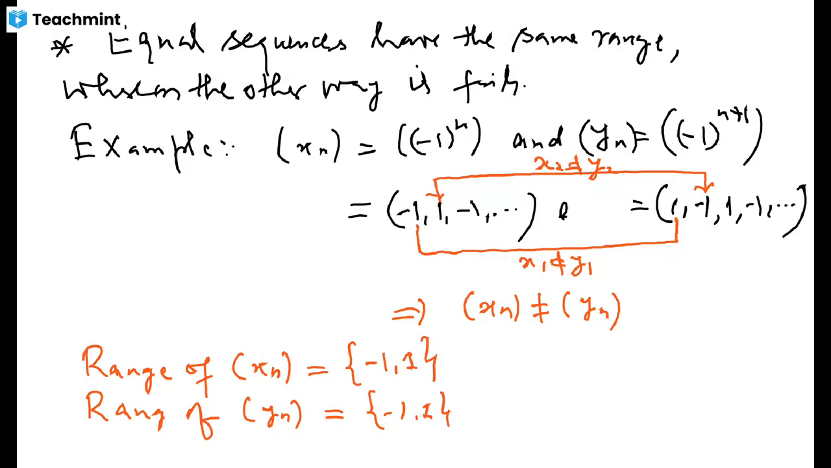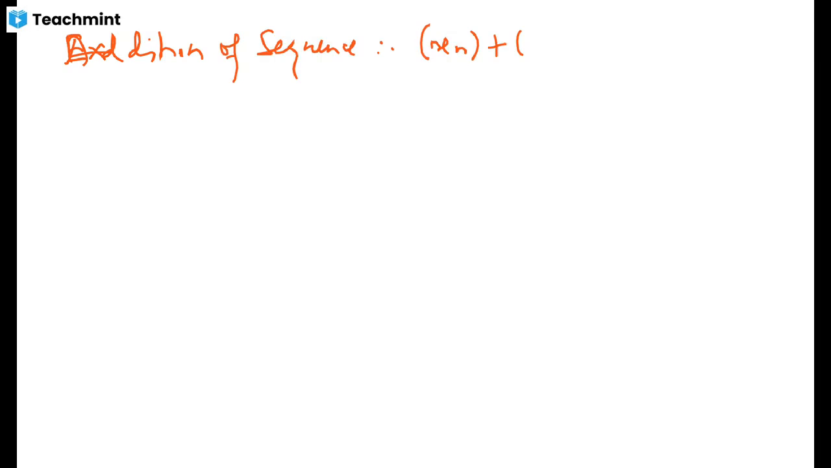That's it. So next, let me define how we are going to add two sequences. I'm going to define addition of sequences. How do we define it? I'm going to define the sequence xn plus yn. It gives you a new sequence, that is, you have to add the corresponding terms of the sequences.